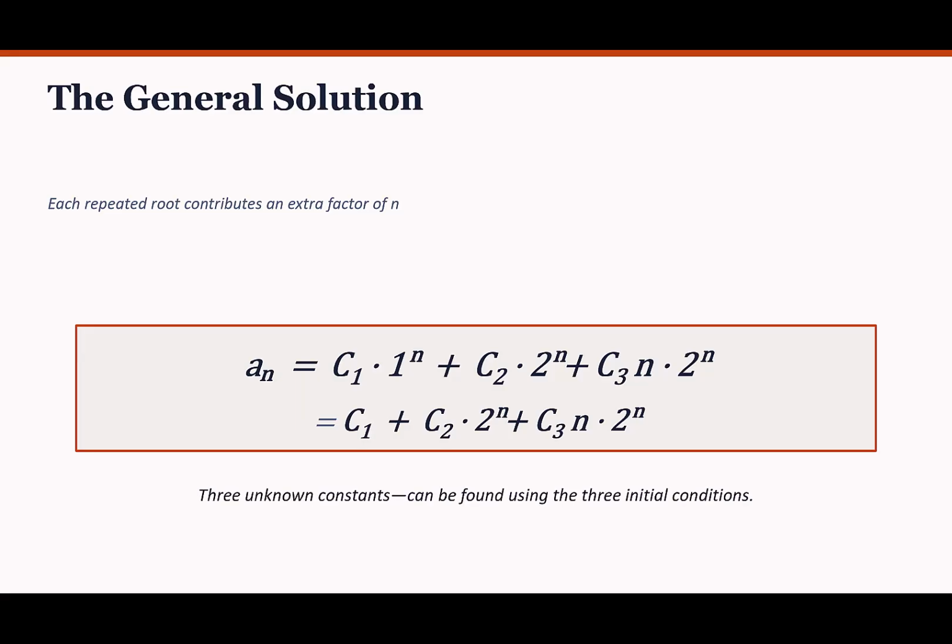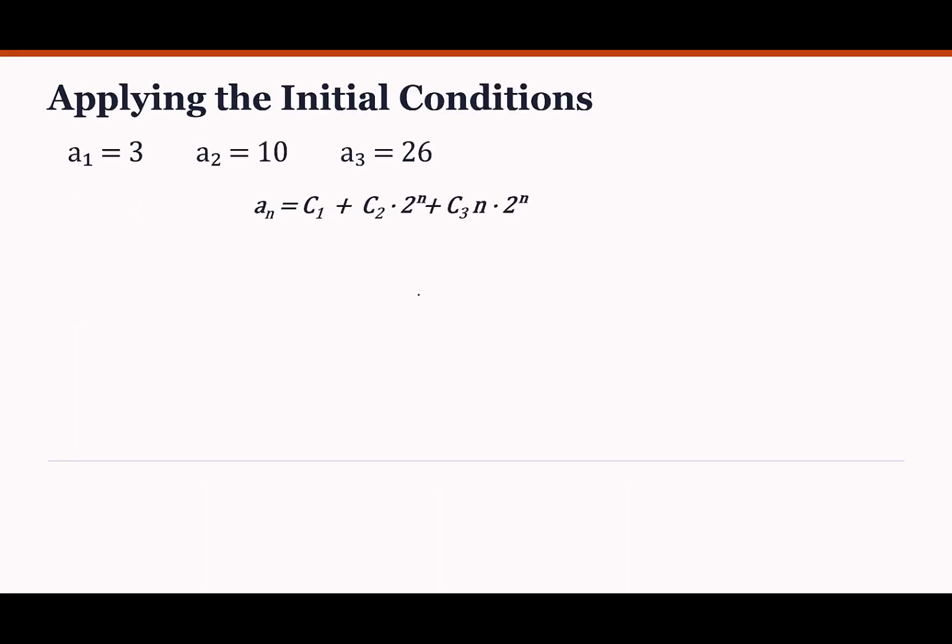We have 3 unknowns, c1, c2, and c3, but we can find them using the 3 initial conditions we had along with the problem. We were given that a1 is 3, a2 is 10, and a3 is 26. We need to plug that into a sub n. So when n is 1, we have c1 plus 2c2 plus 2c3 is 3, which gives us our first equation, c1 plus 2c2 plus 2c3 is 3.